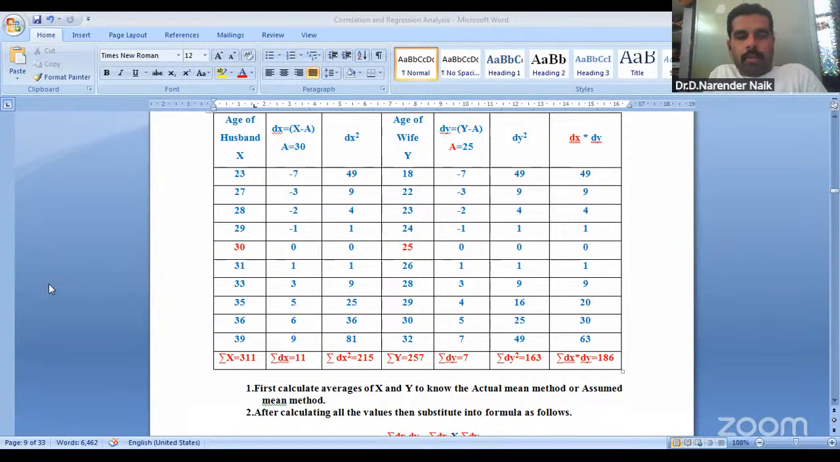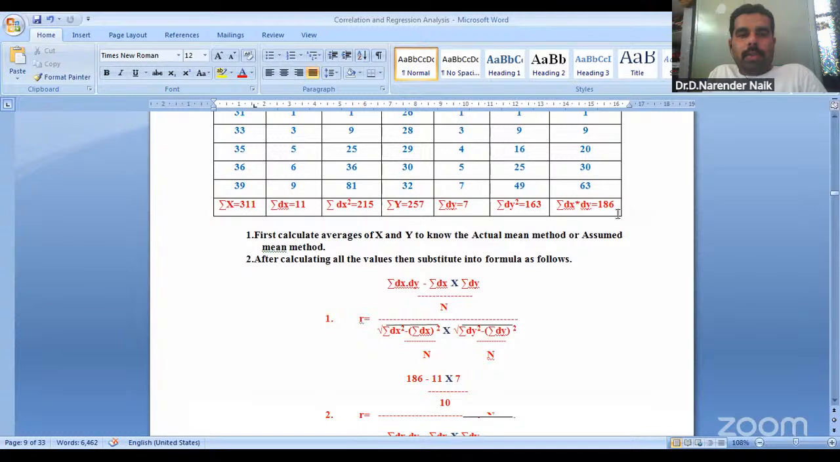The next step is here. After getting all these values, first calculate the averages of x and y to know the actual mean method or assumed mean method. After calculating all the values, substitute into the formula as follows. That is the formula here. r is equal to sigma dx dy minus sigma dx into sigma dy divided by n, divided by under root sigma dx square minus sigma dx whole square by n, into under root sigma dy square minus sigma dy whole square by n.